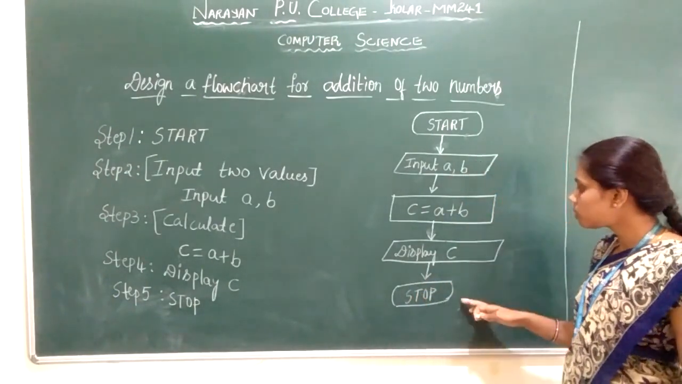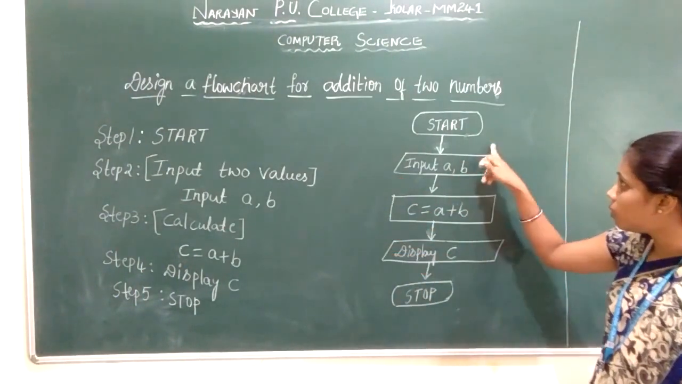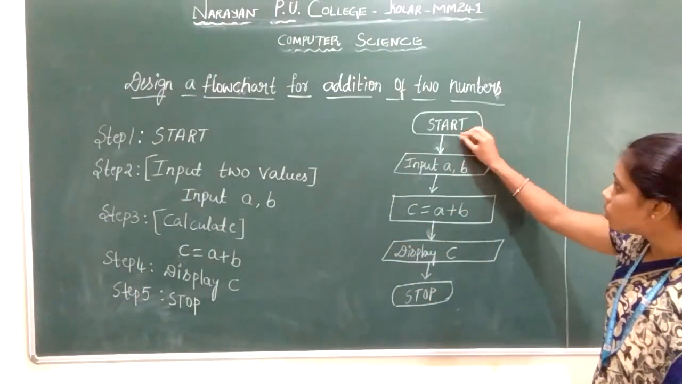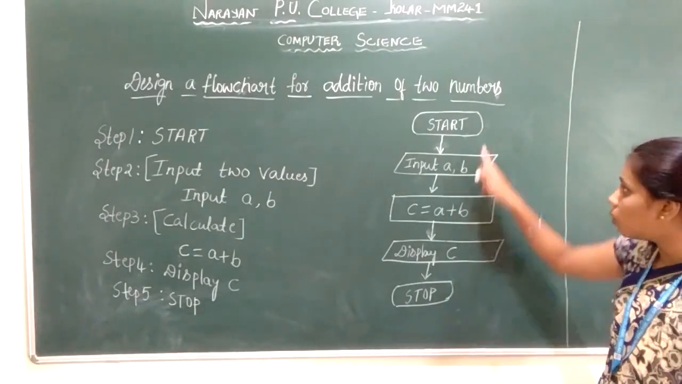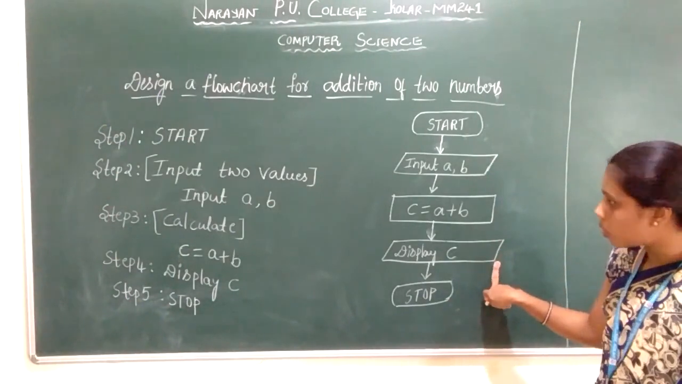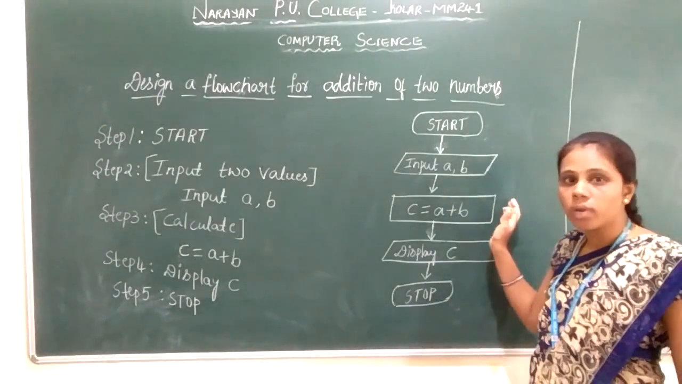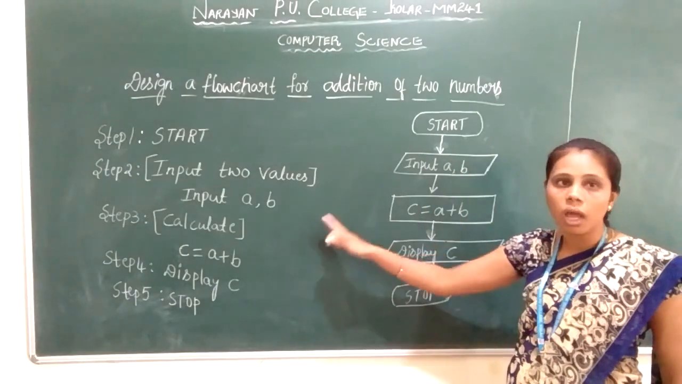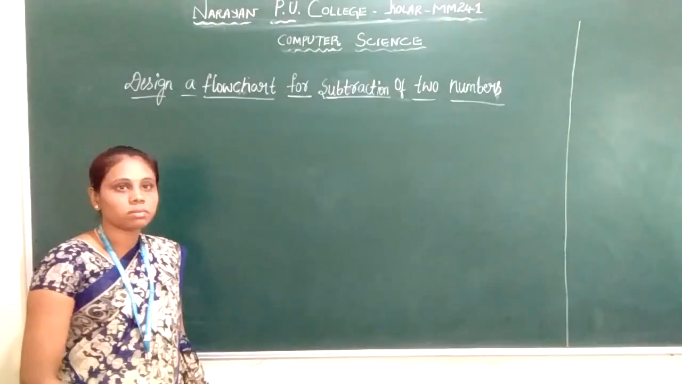So this is the flowchart for addition of two numbers. For the beginning and end, we are going to use an oval symbol. For input and output, we are using parallelogram. For calculations, we are using rectangle. So this is how we are designing a flowchart using an algorithm. This is the first example. Now we'll see one more example.